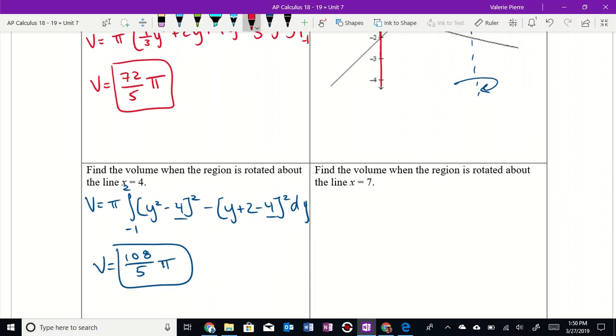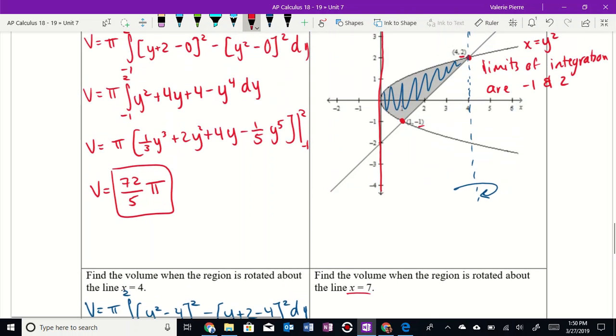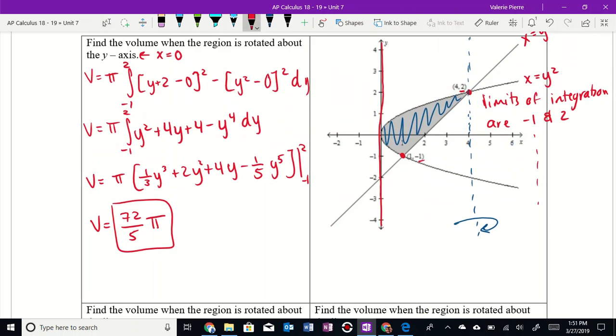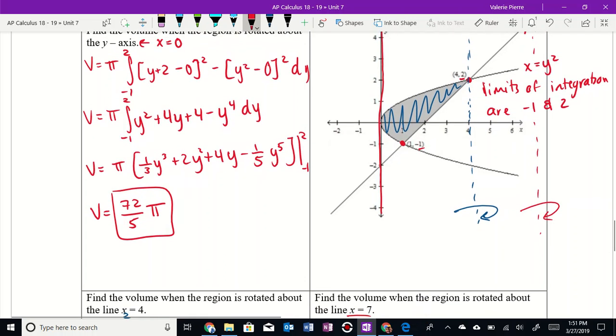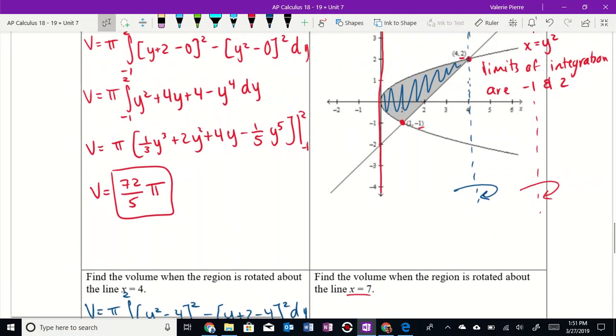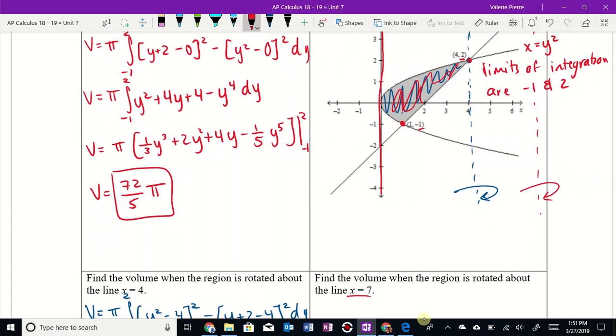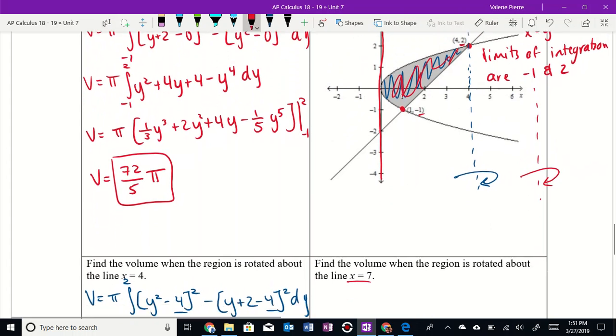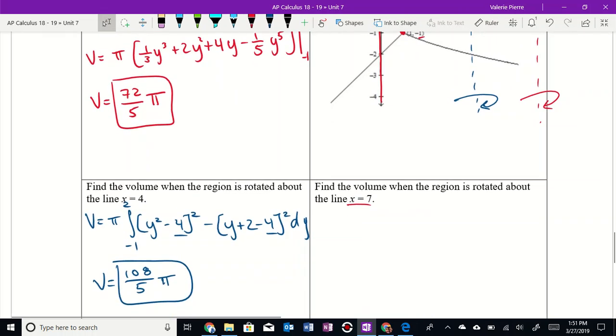This last problem wants us to rotate about the line x equals 7. So now we're going to be way back here, x equals 7. So our inner and outer functions are still going to be the same as they were for x equals 4 because we're still rotating the same area about now a new axis of rotation, which is going to be x equals 7.